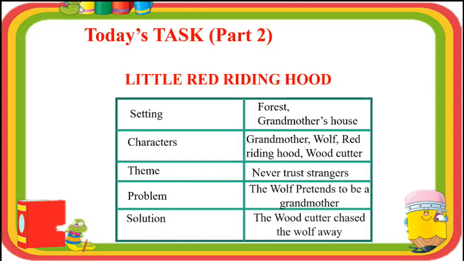This is an example of how you are going to do your today's task, part 2. I have selected the story Little Red Riding Hood. Setting was forest, grandmother's house. Characters. So the characters involved in the Little Red Riding Hood were grandmother, wolf, Red Riding Hood, and woodcutter. We learned the lesson was never trust strangers. Problem was the wolf pretends to be a grandmother, and the solution was the woodcutter chased the wolf away.